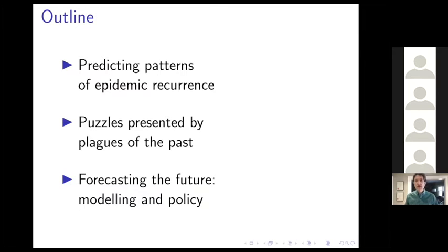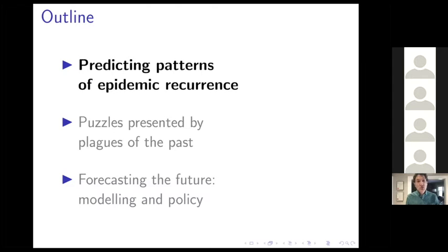And then I'll end with a brief discussion, since it seems impossible to not mention what we've been doing over the last year with respect to COVID-19. And I'm sure you've all heard many, many talks about COVID-19. But I wanted to say a little bit about what our group in particular has been doing and how that's been connected to policymakers. So let me begin then with understanding patterns of recurrent epidemics.